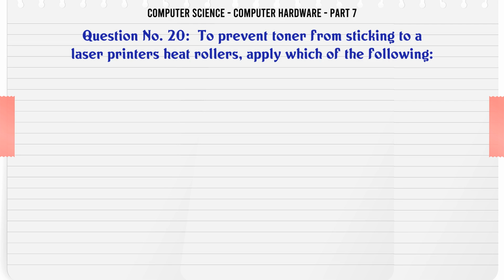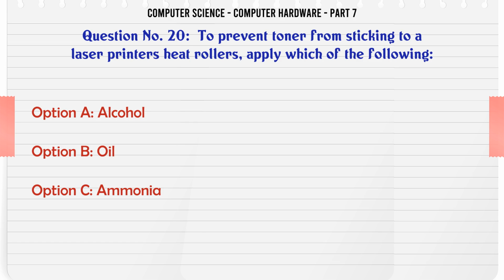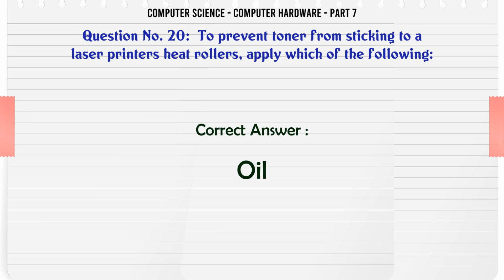To prevent toner from sticking to a laser printer's heat rollers, apply which of the following? A. Alcohol. B. Oil. C. Ammonia. D. Beer or Jack Daniels. The correct answer is oil.